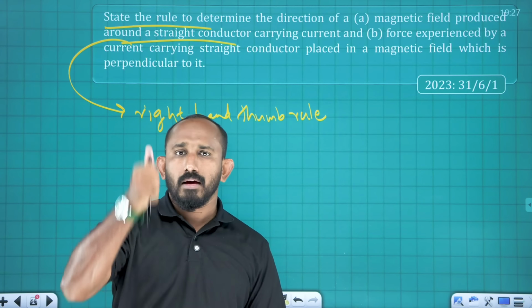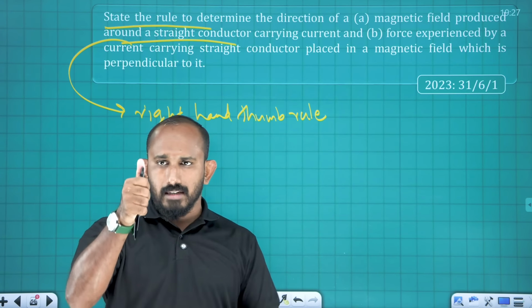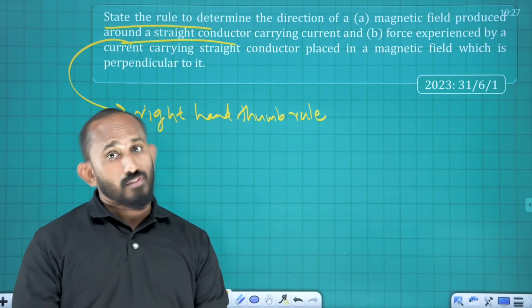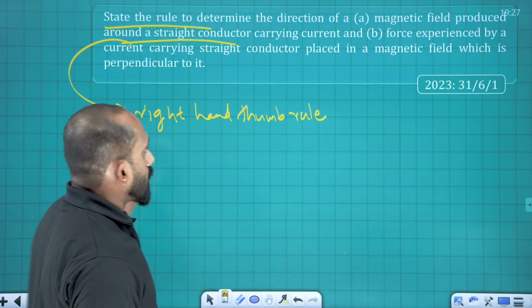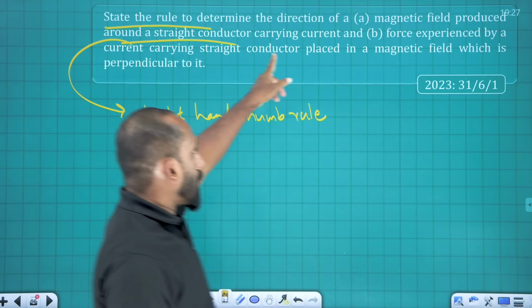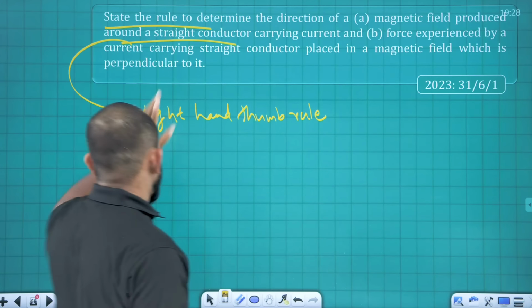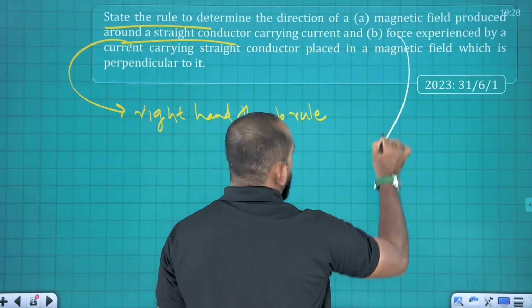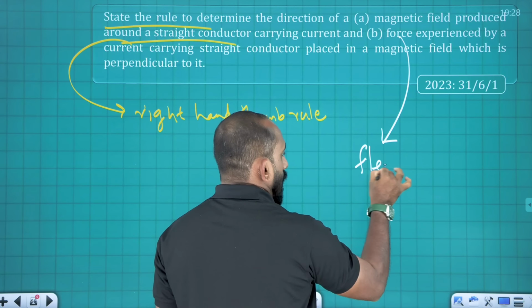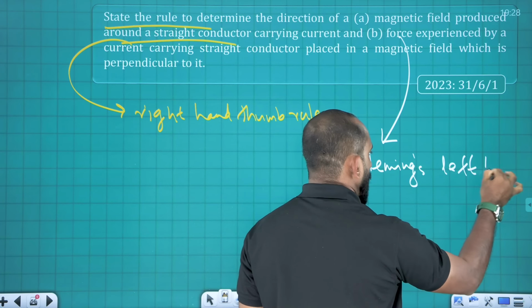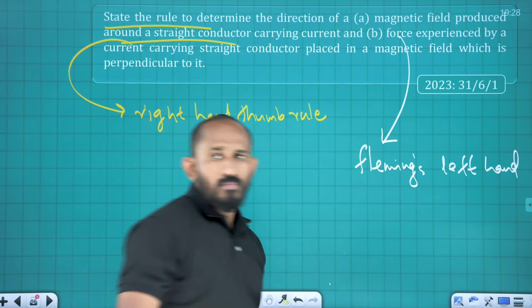Imagine we hold a straight conductor in our right hand such that thumb points along the direction of current. Then the curled fingers give the direction of magnetic field. Then force experienced by a current carrying straight conductor placed in a magnetic field which is perpendicular to it. Regarding that also we have done already. So it's a repeating question. It is Fleming's left hand rule.